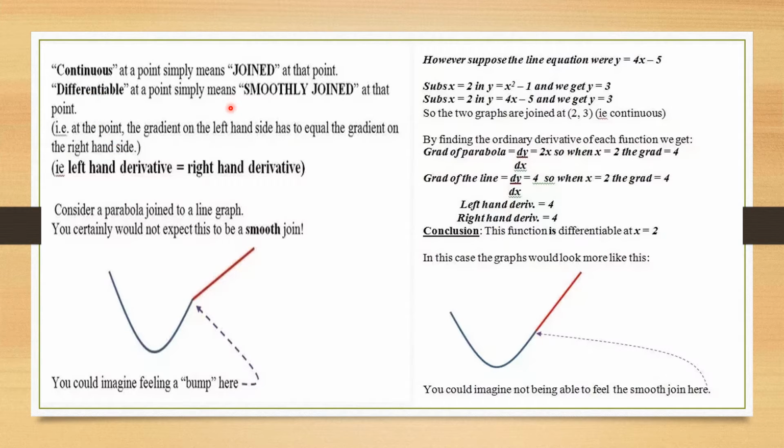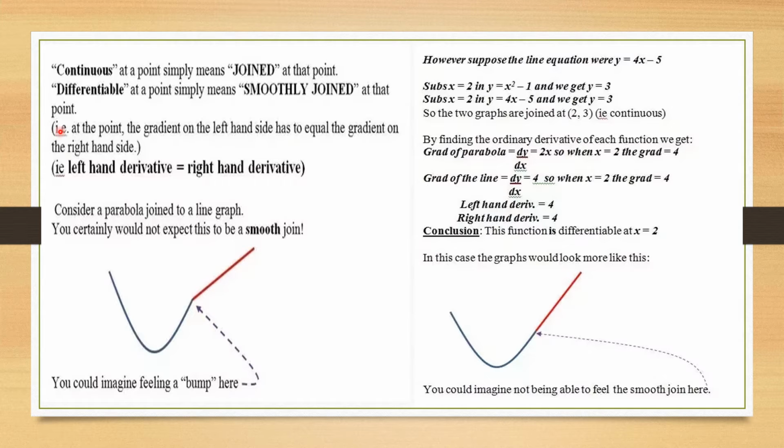Differentiable means that, no doubt, this curve is continuous, but differentiability means that at a point it should be smoothly joined. If I say somewhere here, no doubt it is smoothly joined. Somewhere here it is also smoothly joined. But if I talk about here, you can feel that there is a bump. That means it is not smoothly joined. The behavior has altogether changed abruptly.